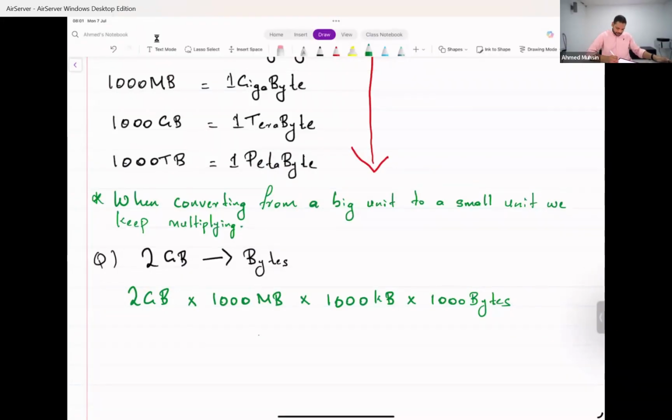How would it be? 2 times 10 to the power 9. You can write 2 billion, or you can write 2 times 10 to the power of 3, 6, 9. There are altogether 9 zeros. So 2 times 10 to the power of 9 bytes. Everybody okay with this?